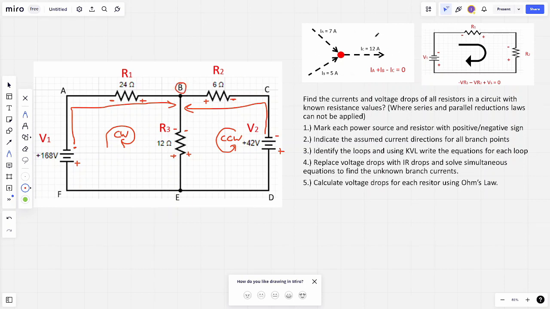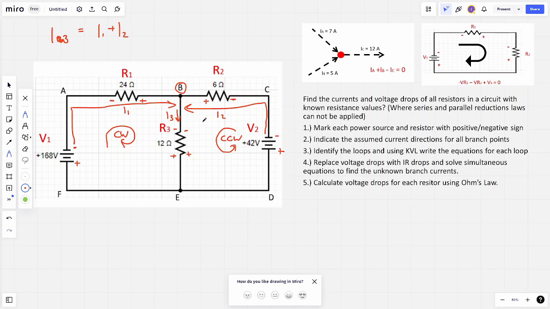So remember what I talked about. The current entering the node must equal the current exiting the node. So what can we say? Current 3, I3. We've got the first current I1 and then the second current I2 going counterclockwise. We can say I3 is equal to I1 plus I2. So that should all be in continuity.